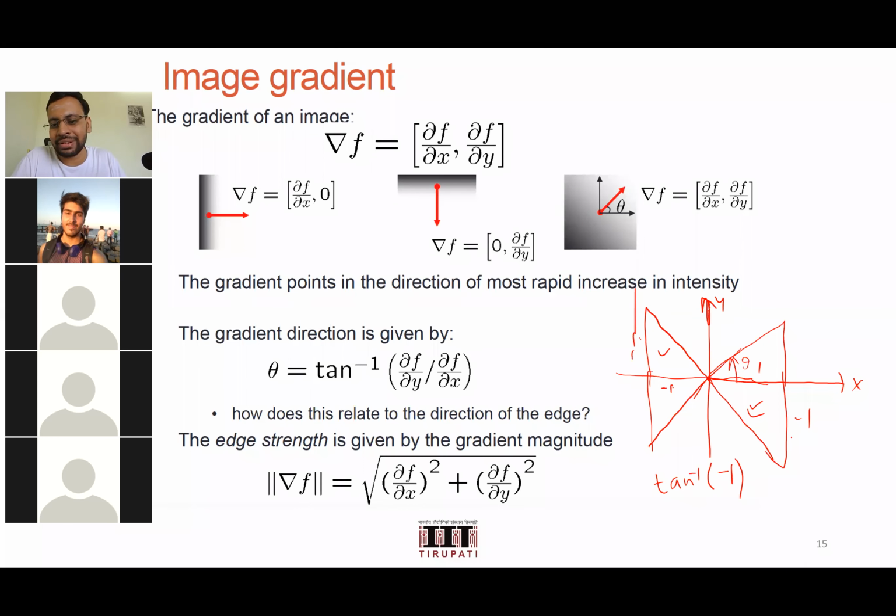If I tell you tan inverse of minus 1, can you tell me what the angle is? Minus 45, right. But now if I give you the numerator and the x value first: on x I have minus 1 and y equal to 1. Can you tell me now what this value is?